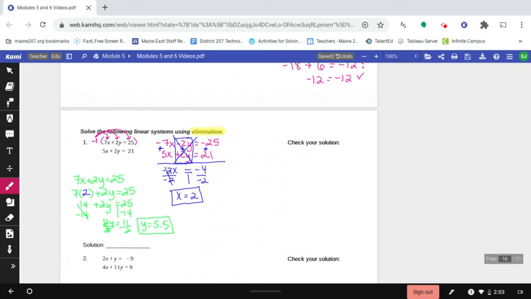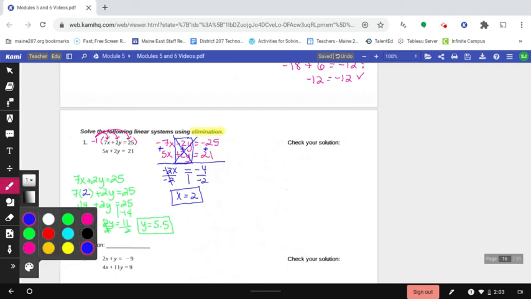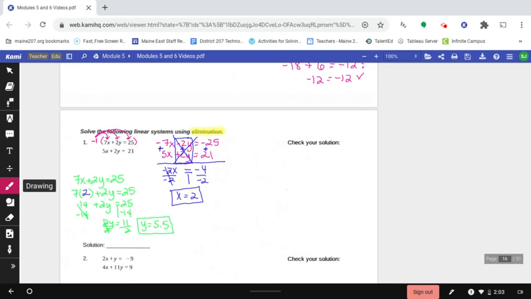So we know the next thing we have to do is check our solution. And actually we should write it as an ordered pair. Sorry about that. So it's 2 comma 5.5. 2 is our x and 5.5 is our y. So now we can go ahead and do our checks, just like we did before. So check 1.